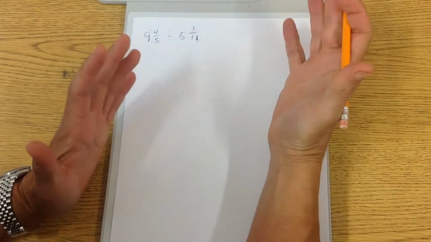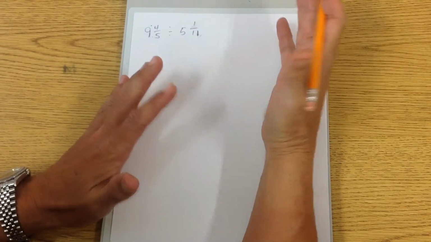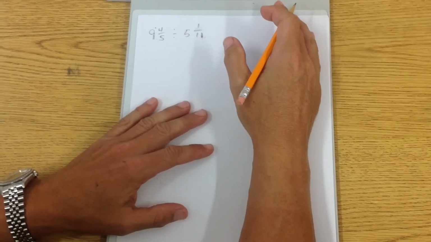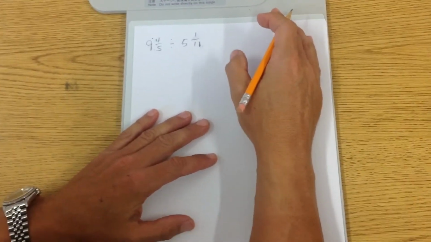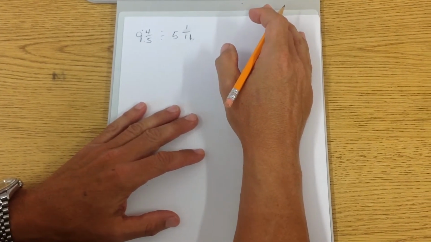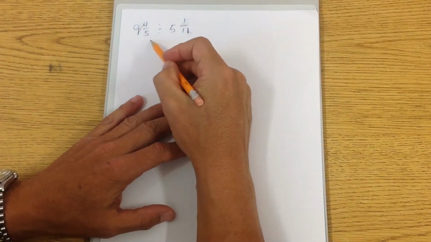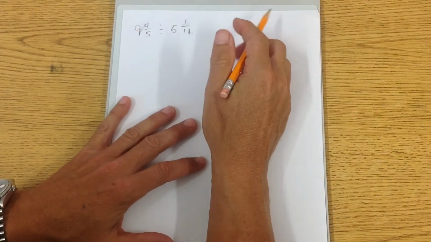Okay, so we're going to go over how to divide fractions and mixed numbers. We're going to multiply fractions and mixed numbers, and simplify, putting fractions into their simplest form, and a couple of word problems. Okay, so number one, we have 9 4/5 divided by 5 and 1/11.